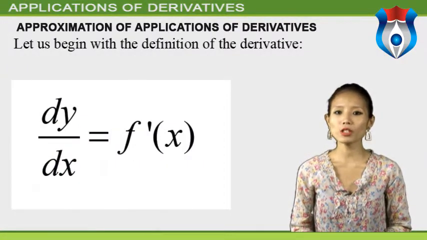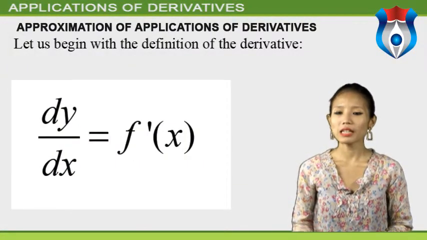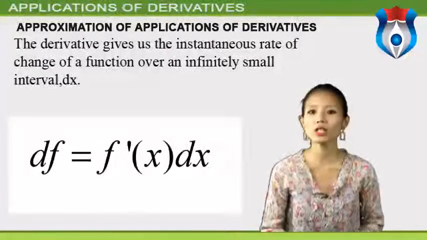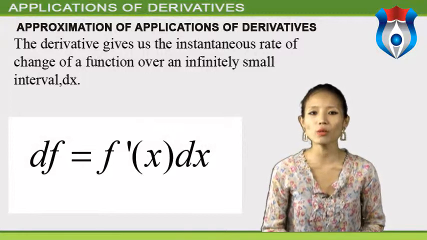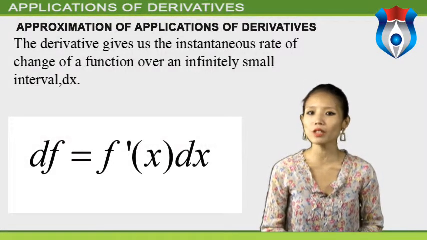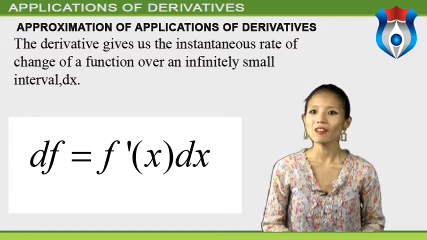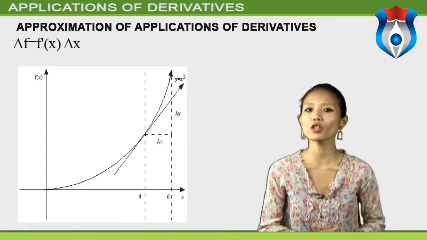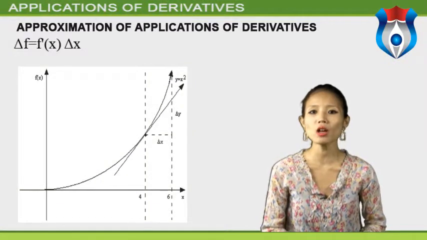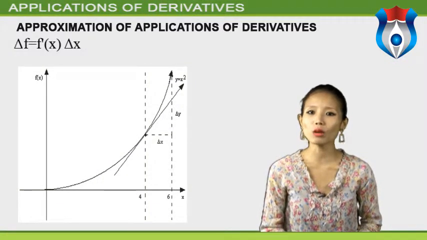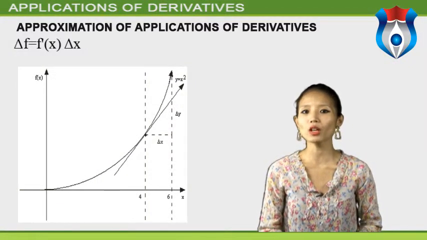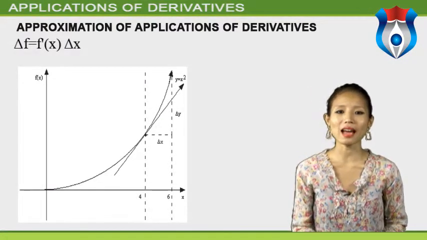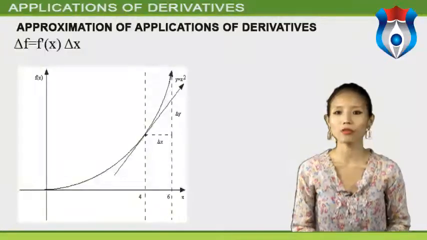Let us begin with the definition of the derivative. Here dy by dx is equal to f dash x. The derivative gives us the instantaneous rate of change of a function over an infinitely small interval dx. If we multiply both sides by dx, we get as shown. Therefore, this equation only represents an approximation to the net change in y over a discrete interval, as it assumes that the rate of change is constant. The approximation gets less and less accurate as delta x increases.